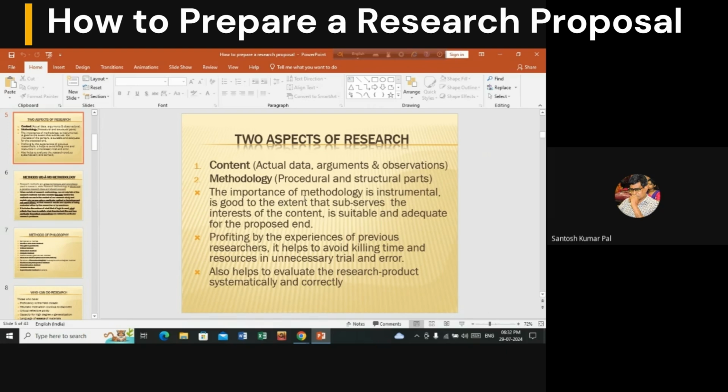তবে the importance of methodology is instrumental, is good to the extent that it subserves the interest of the content, is suitable and adequate for the proposed end.